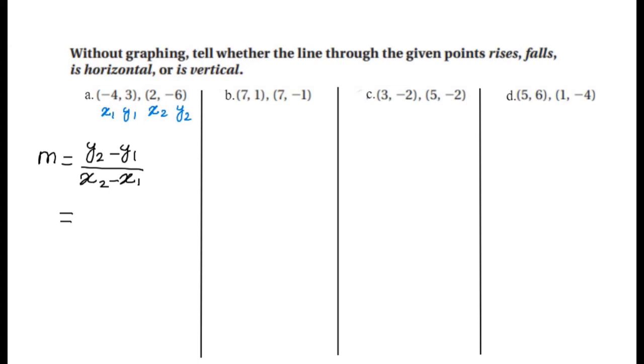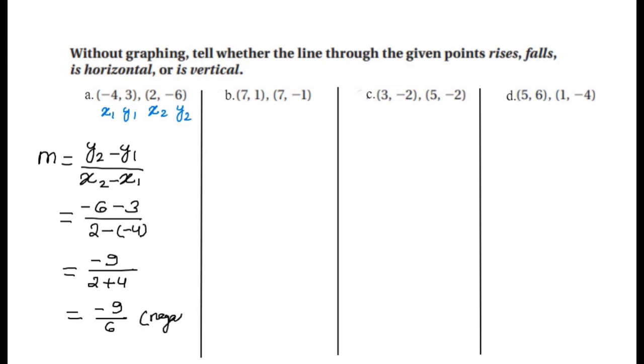We can substitute the values then. Negative 6, minus 3 over 2 minus, and x1 itself is negative, so we keep it in parentheses like this. We simplify this, it's negative 9 over 2 plus 4. That's going to be negative 9 over 6. So irrespective of the value, the sign is negative.